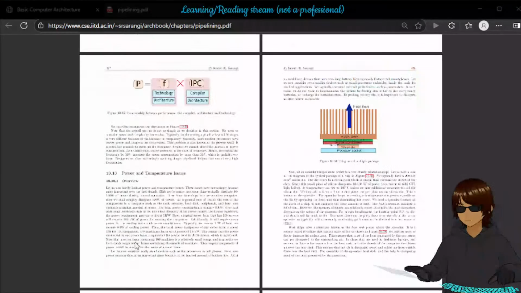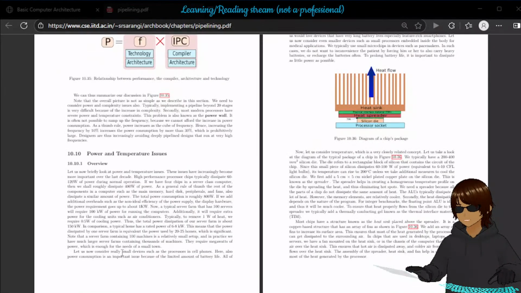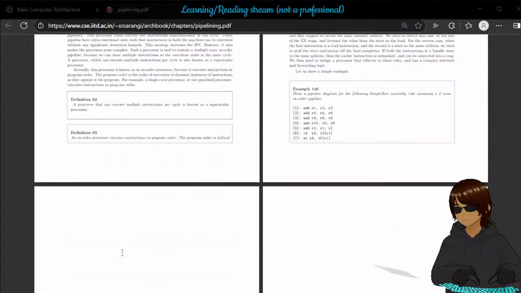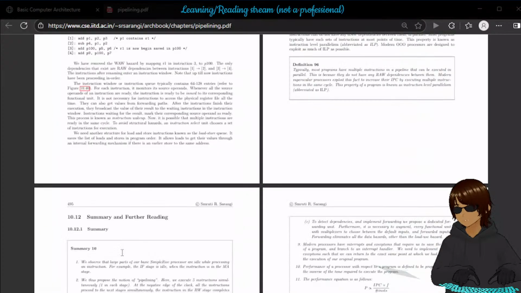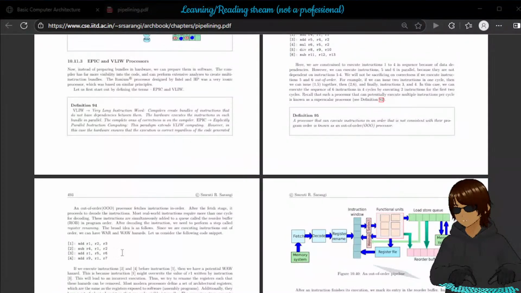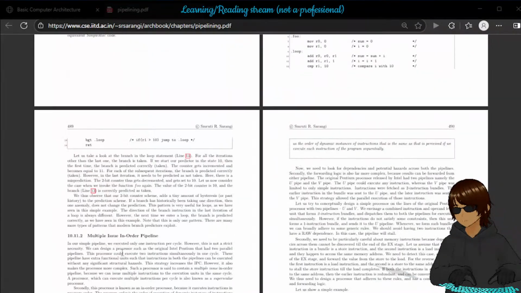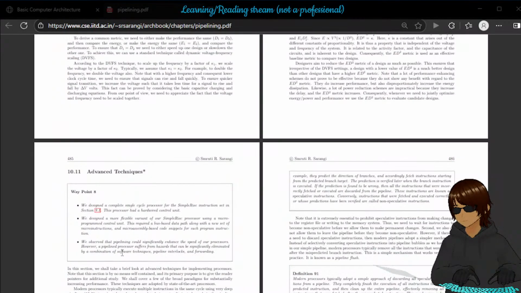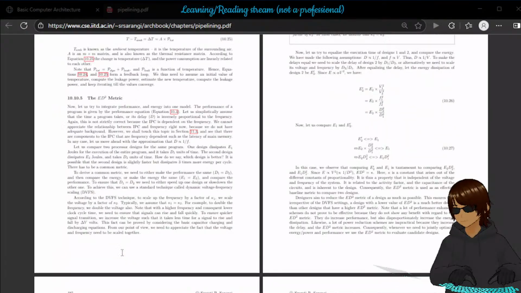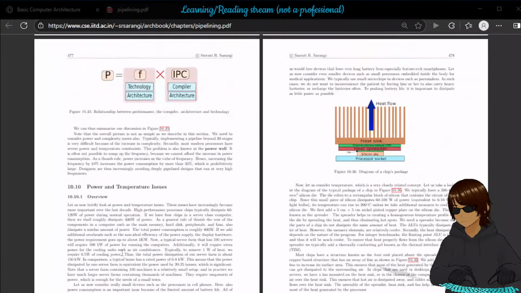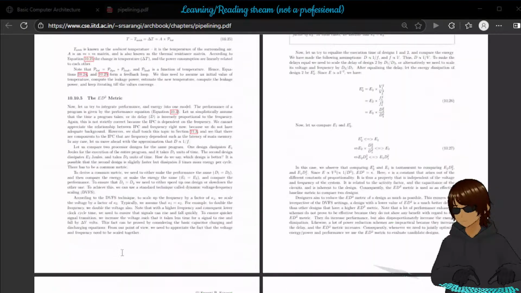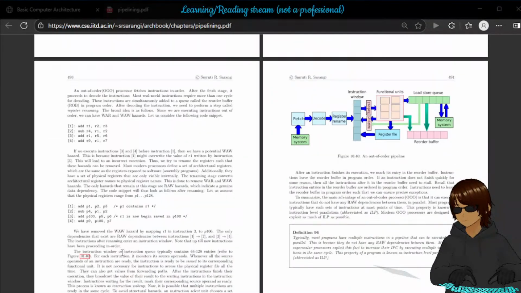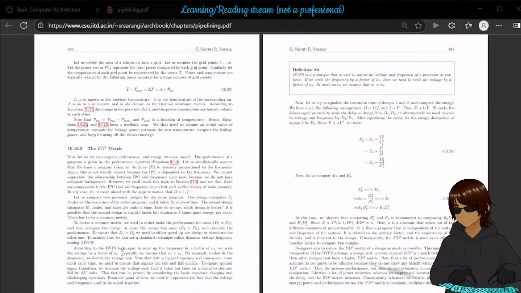Power and temperature issues. How long is this? I think I will leave this up to next stream. Okay, this chapter is quite long. Yeah, I think I will read this next chapter next stream, I mean. And then I will end the stream here then.